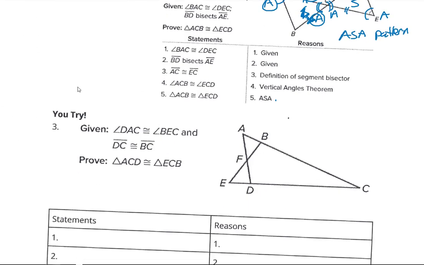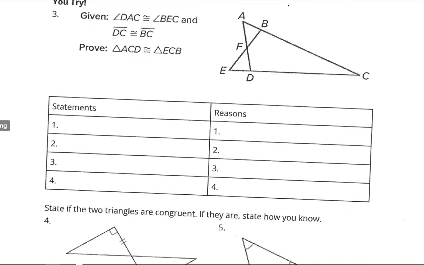Let's look at number 3. Number 3, you got a couple of overlapping triangles. Sometimes it's useful to draw those separate from each other to make it more straightforward. But we've got the angle at A and the angle at E congruent, and we also have that DC and BC are congruent. And the angle C is common between both of those, so we have an angle side angle pattern that we're going to use to prove that congruence.